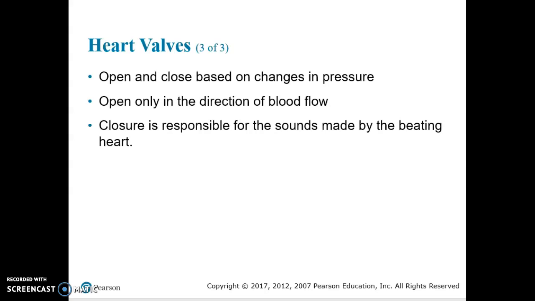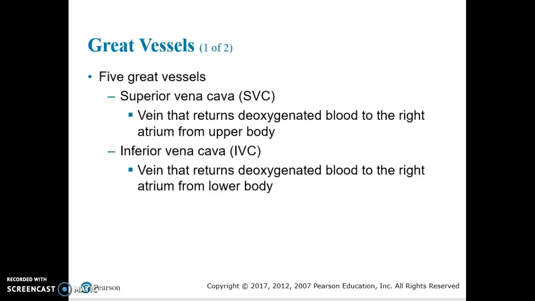And then we want to discuss our great vessels. Remember, we said the great vessels emerge from the base of the heart. The great vessels include the superior vena cava. That's the vein that returns the deoxygenated blood to the right atrium from the upper body, like from the head, the neck, the upper chest, and the arms. And then we have our inferior vena cava. This is the vein that returns the deoxygenated blood to the right atrium from the lower body, lower chest, abdomen, and legs.